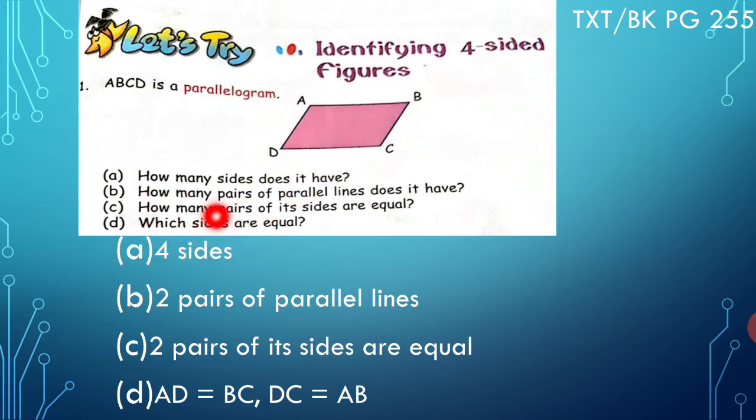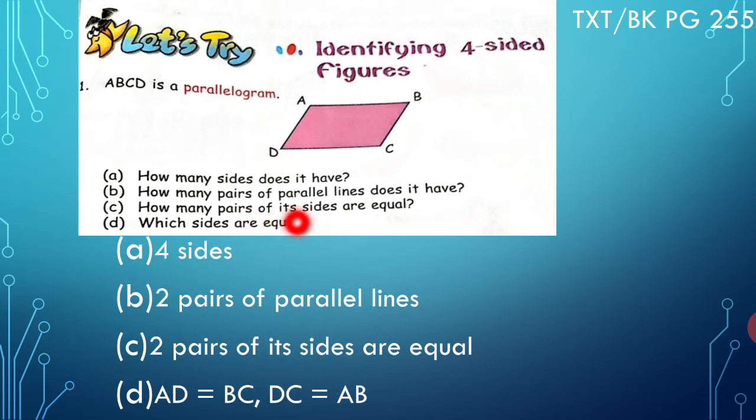B part is, how many pairs of parallel lines does it have? How many pairs of parallel lines, students? You can see AD and BC is one pair of parallel lines, and AB and DC is another pair of parallel lines. So there are two pairs of parallel lines.